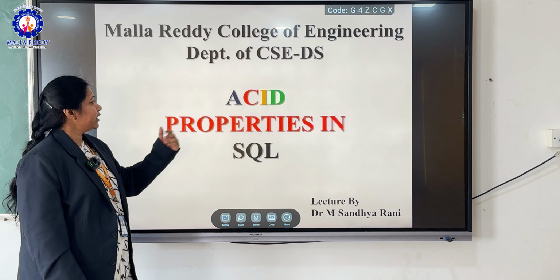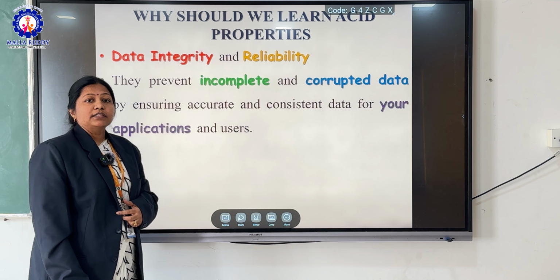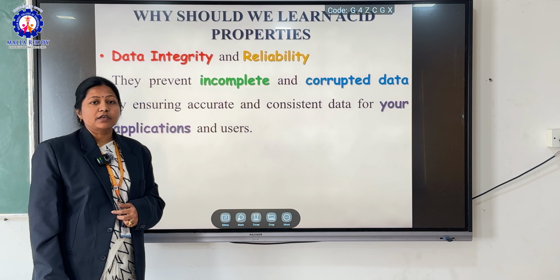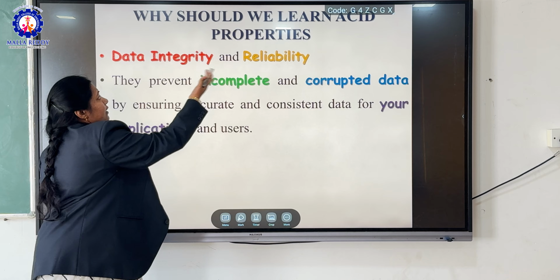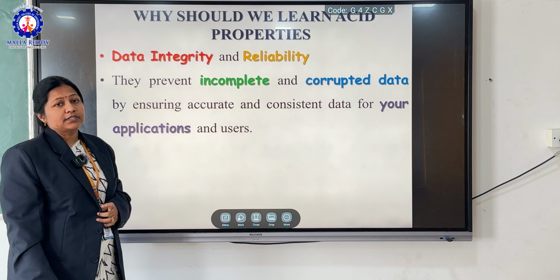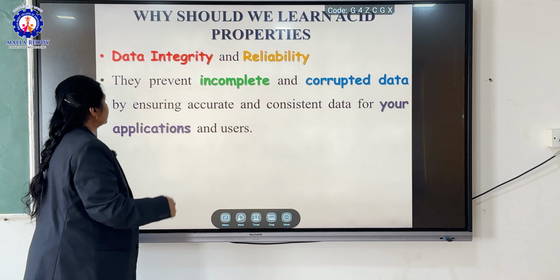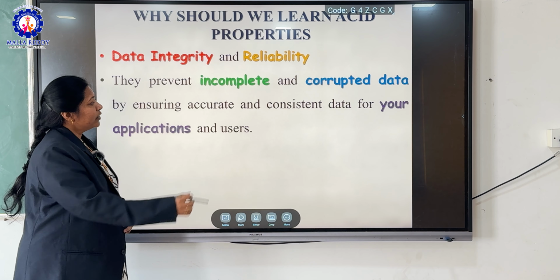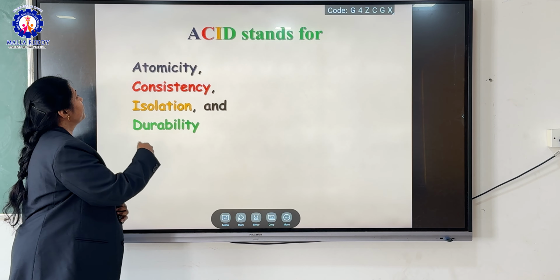Today I am going to explain about ACID properties in SQL. These ACID properties are very important for exam point of view as well as for interviews also. To maintain data integrity and reliability, the ACID properties are very important. They prevent incomplete and corrupted data by ensuring accurate and consistent data for your applications and users.